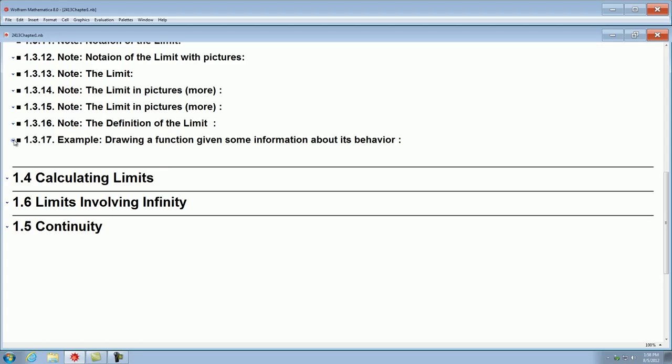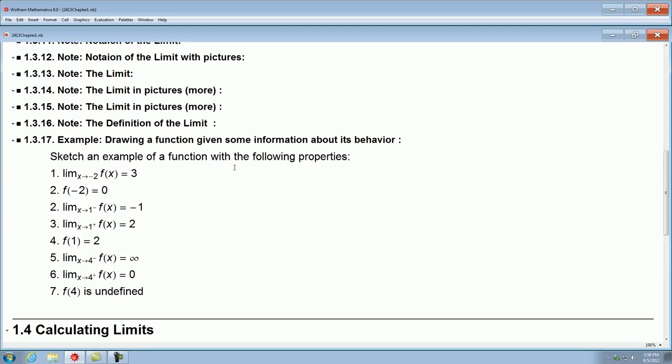All right, example, drawing a function with some given information about its behavior. So I'm going to do this in class. What we're going to do is take all these conditions and draw a function. And that's it for this section.